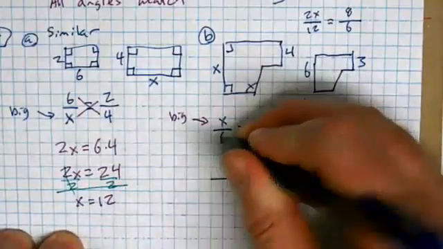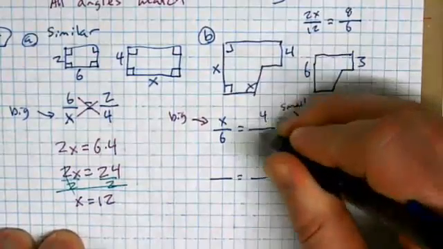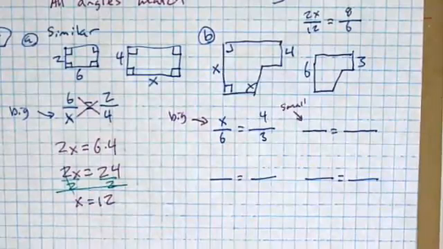X over 6 equals 4 over 3. How many people had that equation on their paper? Anybody else have that one? A few other people did. Great.